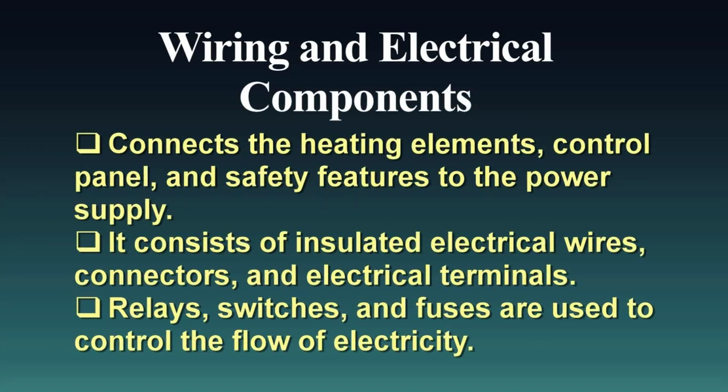The internal wiring of an electric cooking heater connects the heating elements, control panel, and safety features to the power supply. It consists of insulated electrical wires, connectors, and electrical terminals. Electrical components such as relays, switches, and fuses are also used to control the flow of electricity through the device.